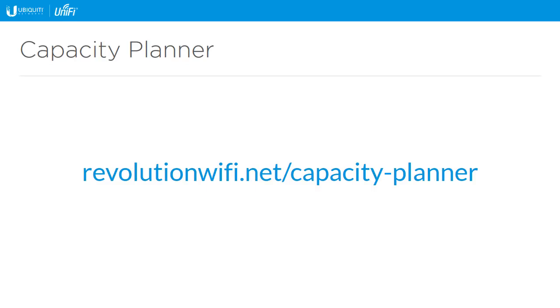Lastly, a tool to help you decide how to build out your network is the Capacity Planner from Revolution Wi-Fi. Ubiquiti's sponsored this initiative, and it's a neat tool to help you try and put some scale around what it is you need to build out in your environment.